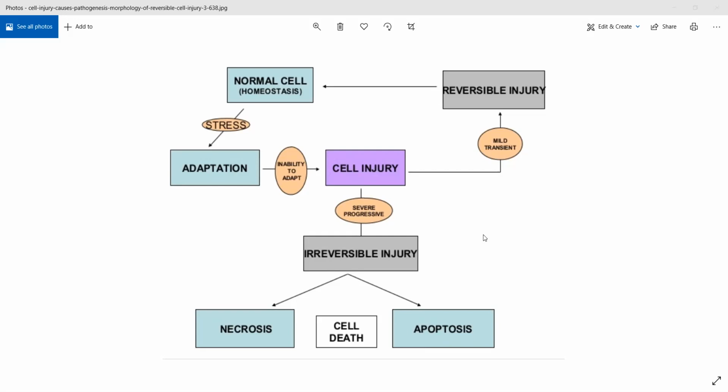All right. Coming back to the morphology of reversible cell injury, you will see four main changes that will occur in reversible cell injury. They are cellular swelling. So the cell will literally swell up. This is also called hydropic change in certain textbooks. Then you will see fatty change, what is called steatosis. You will see hyaline change.